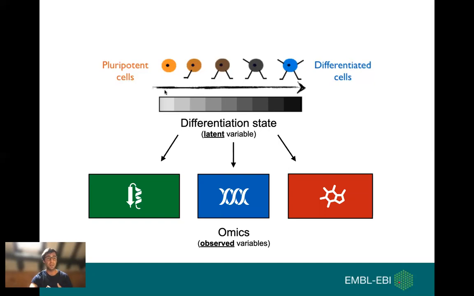So our aim is that, from this set of modalities that we measure from those cells, we want to try and recover the sources of variability in this data, which in that case is uniquely the differentiation state. So we want to recover this latent variable from these observed variables. Now let's assume a very simplistic setup where the differentiation state is the only driver of variation in the data.